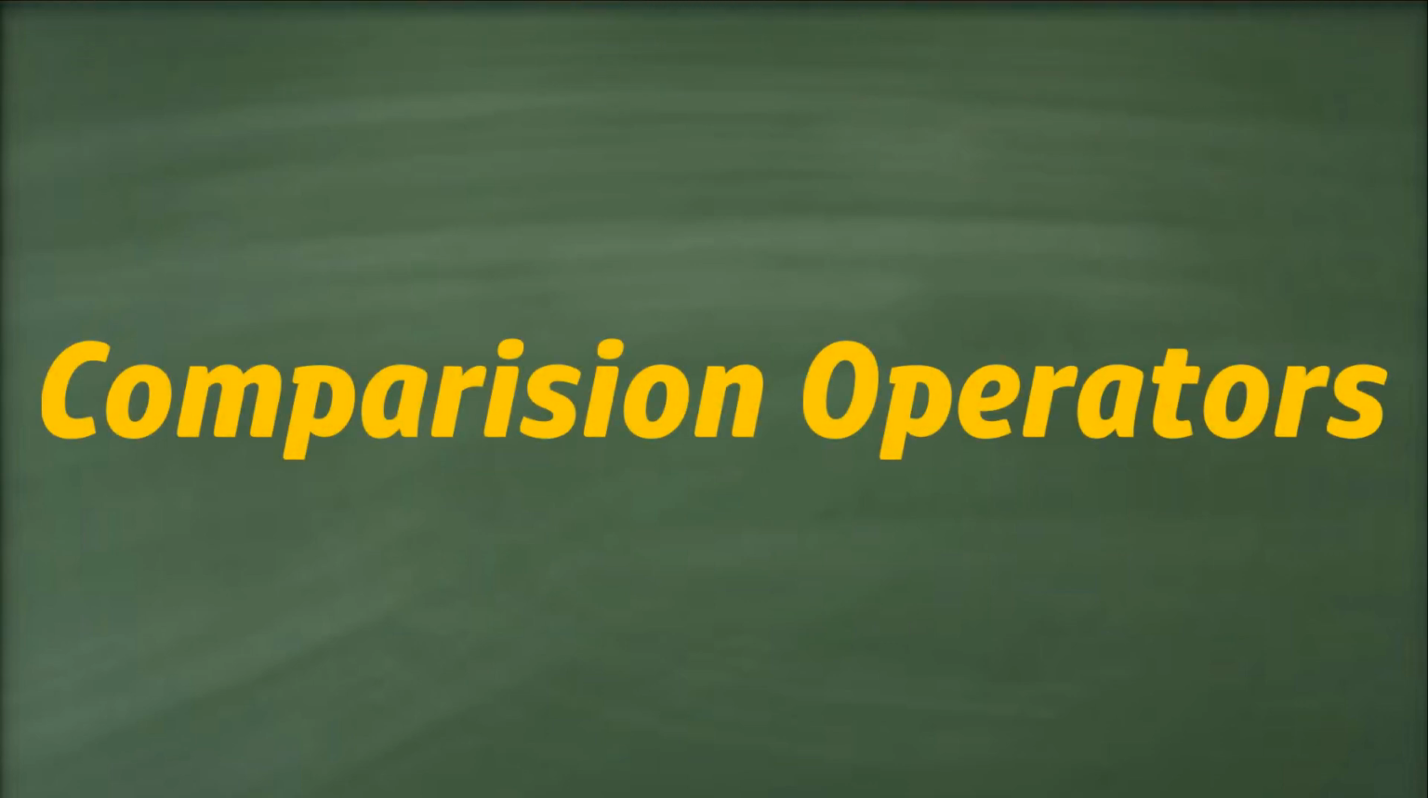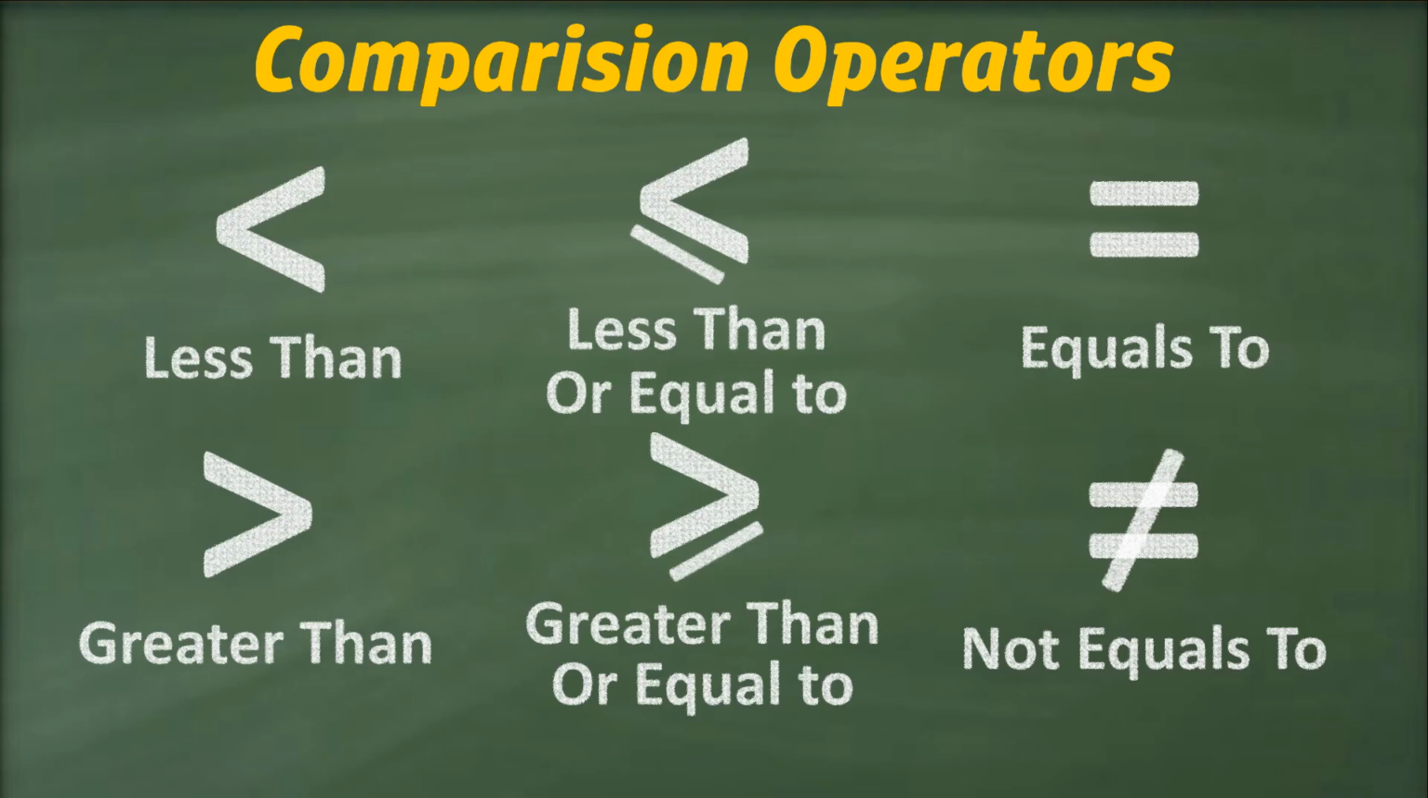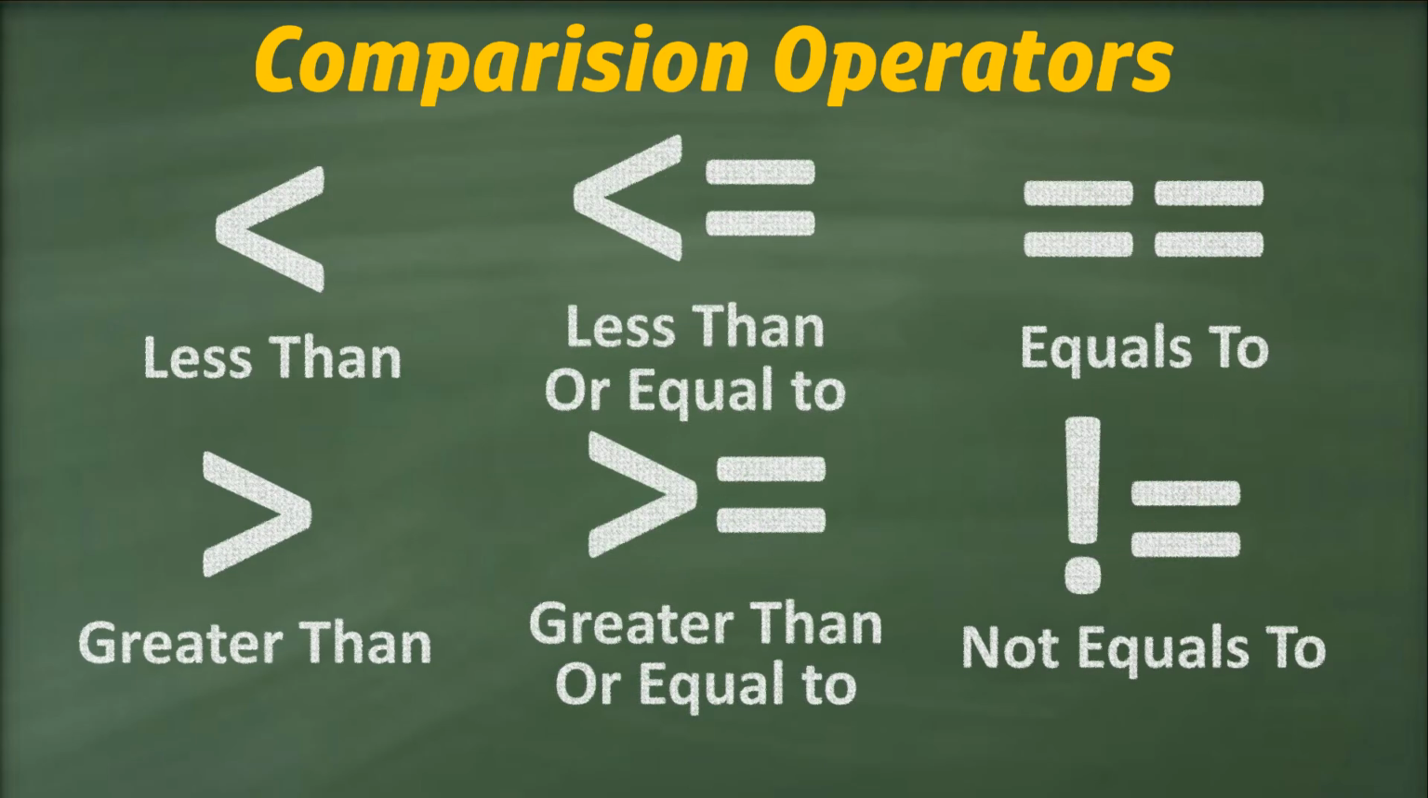In programming, we define conditions using comparison operators. These operators function similarly to what we learned in elementary school, but their notation in programming is slightly different. First, we have the less than and greater than operators. Then, there are the less than or equal to and greater than or equal to operators. We also have the not equal to operator, which is written using an exclamation mark, and the equal to operator, which uses two equal signs.